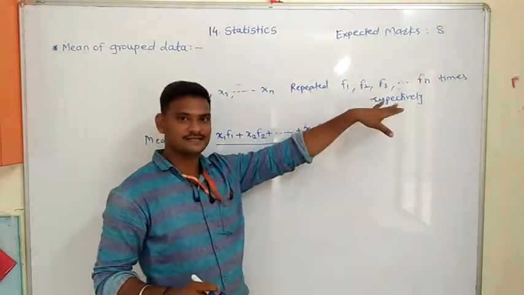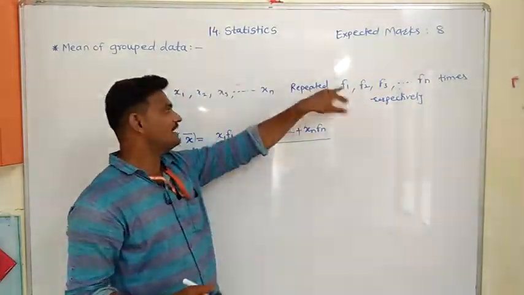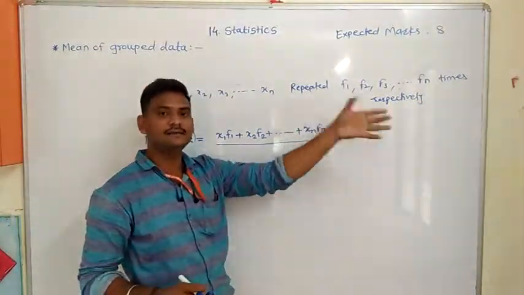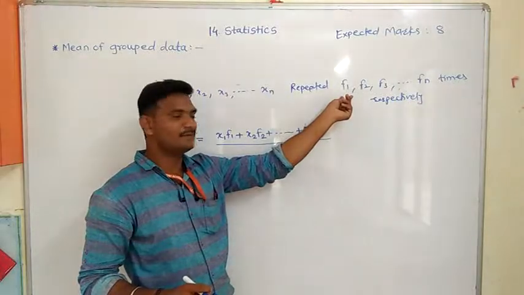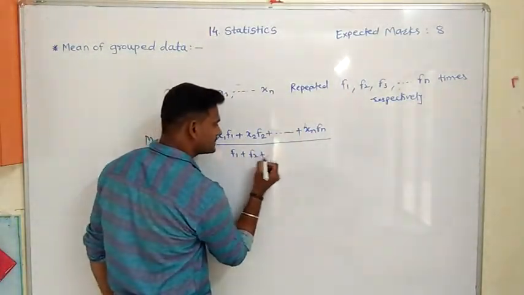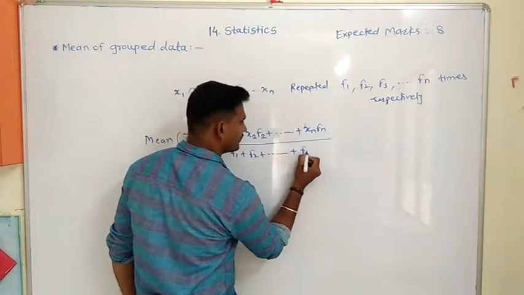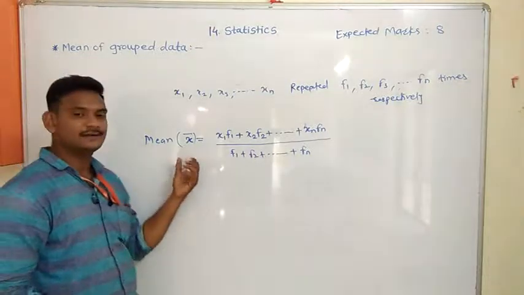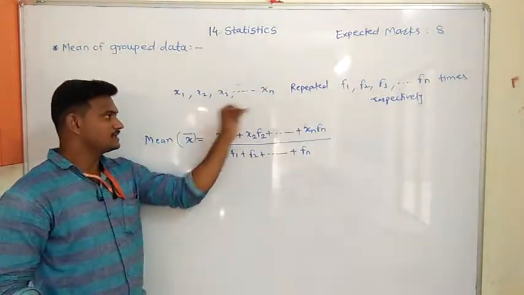These are the numbers of observations. This x1 observation is repeated f1 times, meaning how many times is it repeating? f1 times. So the total number of observations is f1 plus f2 plus and so on up to fn. Now we have got the formula to find the mean of all these observations.